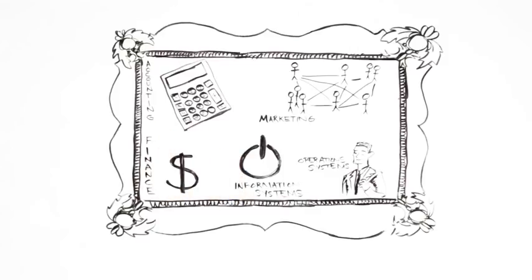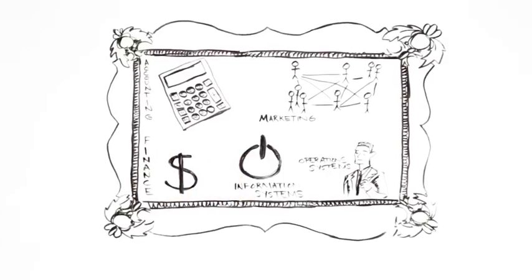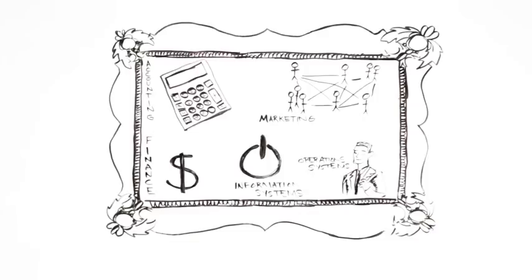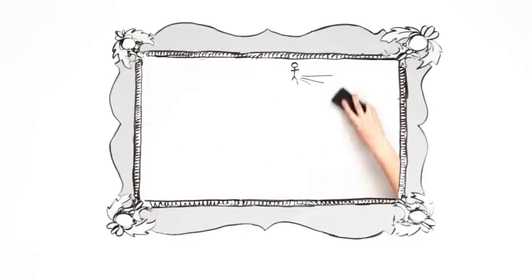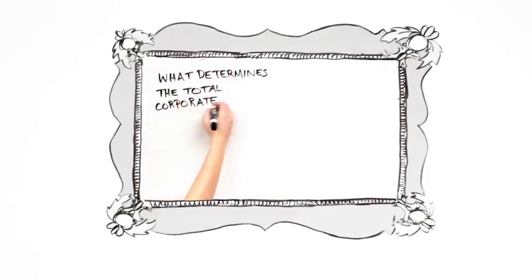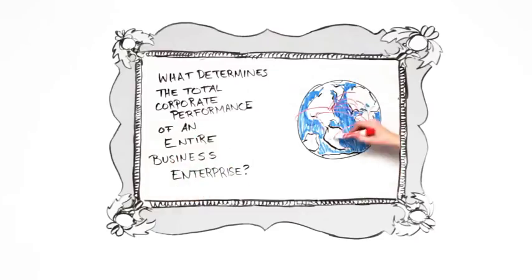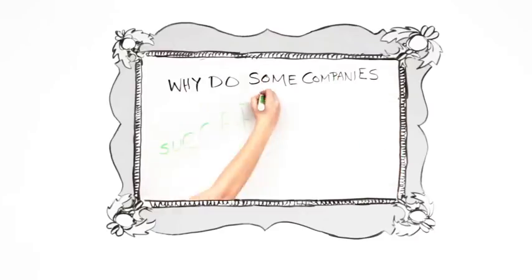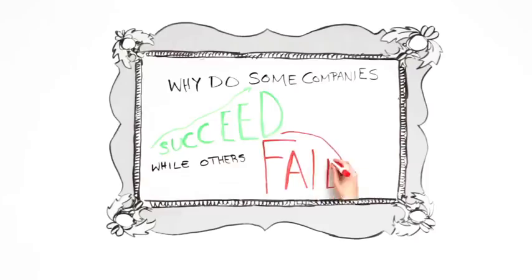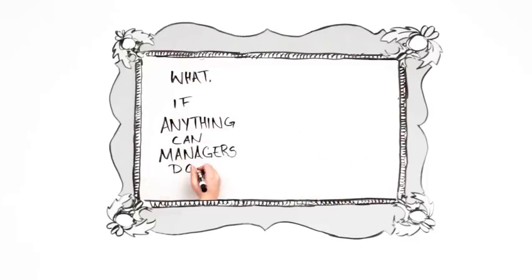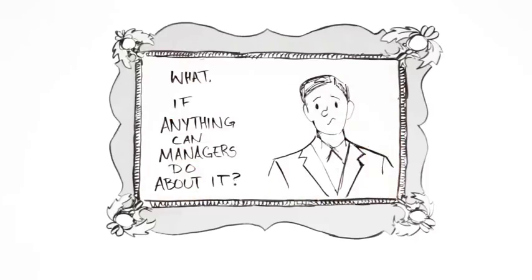By taking this holistic approach, we'll be asking the really big picture questions about how to run a business, such as what determines the total corporate performance of an entire business enterprise? Why do some companies succeed while other companies fail? And what, if anything, can managers actually do about it?